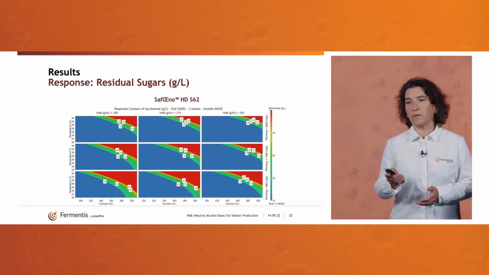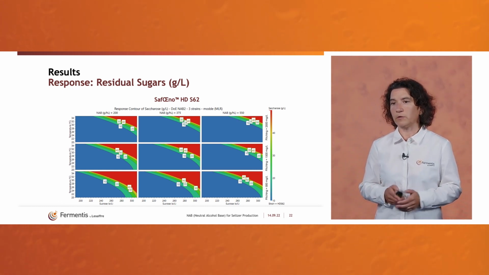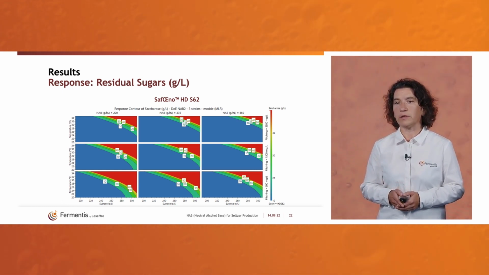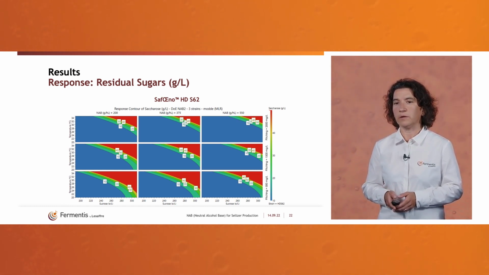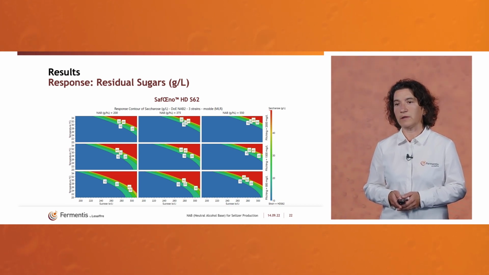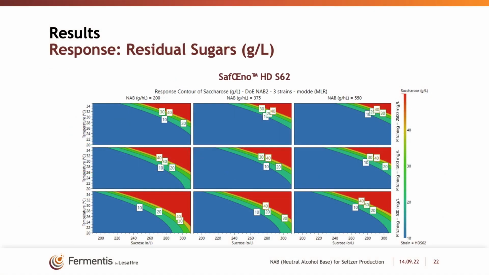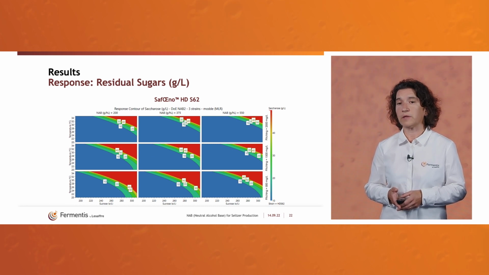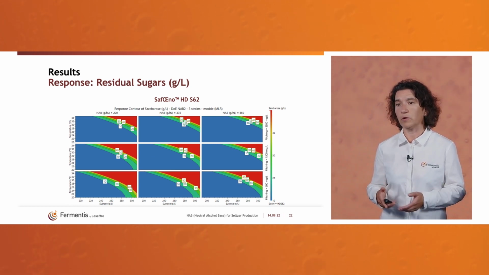And now you also have the evolution of the different areas when we increase the quantity of NAB in the medium. And as you can see, we always have the high concentration of residual sugar in the same part of the graph. That is to say, when the quantity of sucrose added in the medium is very important, and for the high temperature. So if we want to reduce the quantity of residual sugar in the medium, it's better to work at low temperature.